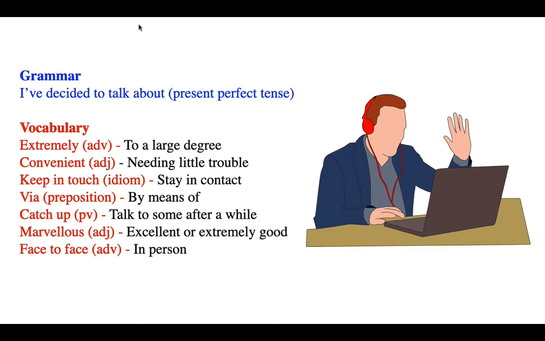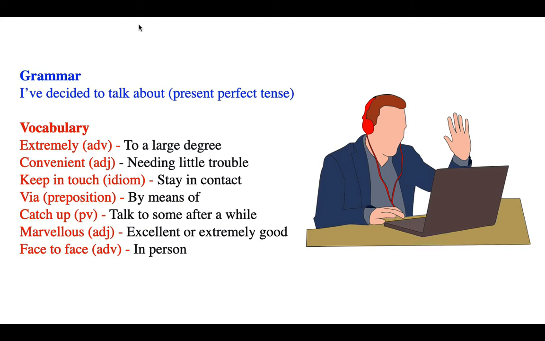With regard to vocabulary, I've got "extremely." So instead of saying very or really, I say extremely, and that's to a large degree. How big is it? Is it very big? Nah, it's extremely big. "Convenient." It's an adjective, and that means that it's easy to do. It needs little trouble.